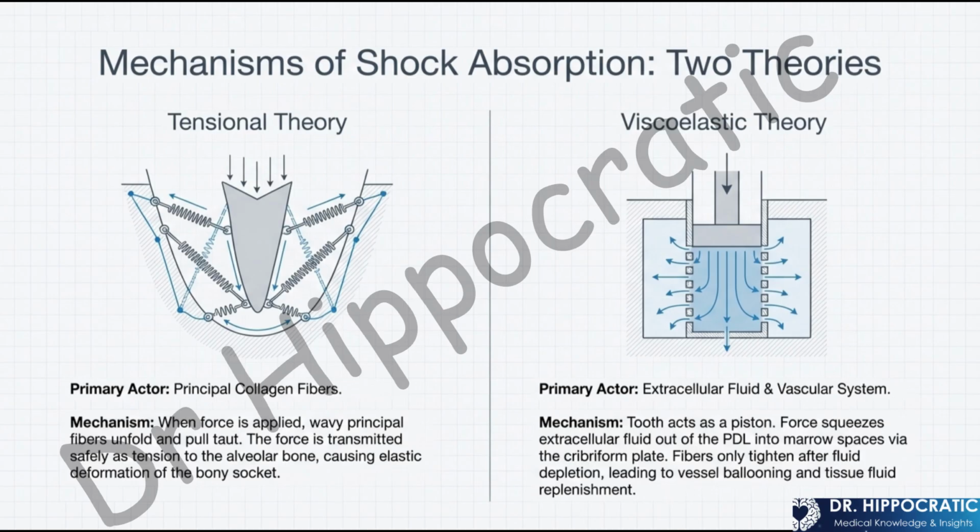Exactly. But the viscoelastic theory focuses entirely on the fluid dynamics. It suggests the tooth acts exactly like a piston in an engine. When you bite down, the tooth pushes into the socket and violently squeezes the extracellular fluid out of the PDL, forcing it through those tiny holes in the cribriform plate we just talked about, directly into the bone marrow spaces. And only after that fluid is depleted do the structural fibers finally tighten. Then, when the bite releases, the blood vessels balloon back up to quickly replenish the tissue fluid.